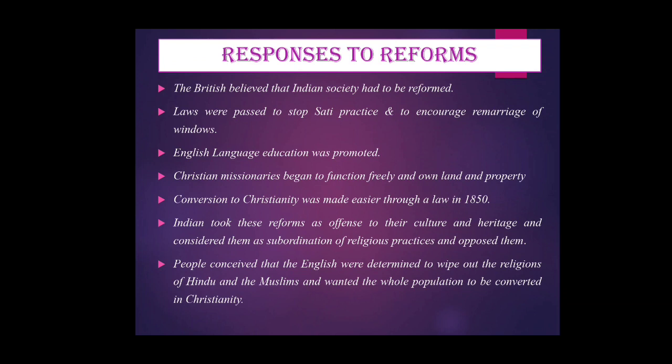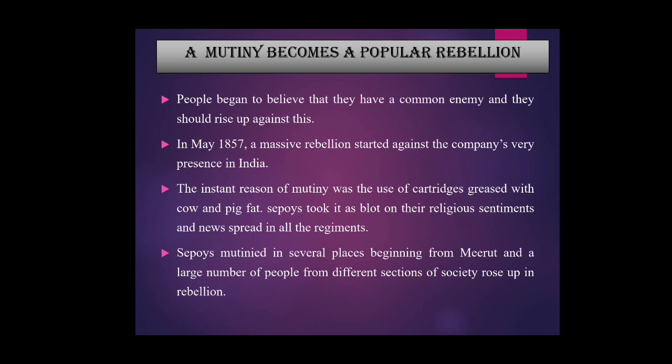People conceived that the English were determined to wipe out the religions of Hindus and Muslims, and wanted the whole population to be converted to Christianity, which was actually correct. They wanted to change people's religion to Christianity, so that they had a majority of Christians to support British rule in India. A mutiny becomes a popular rebellion.